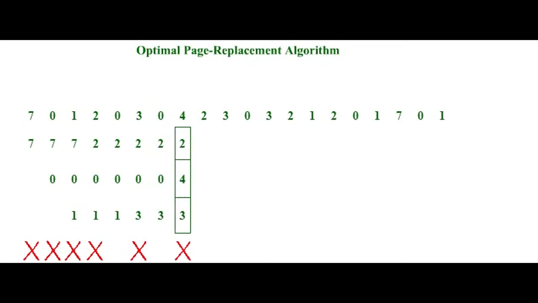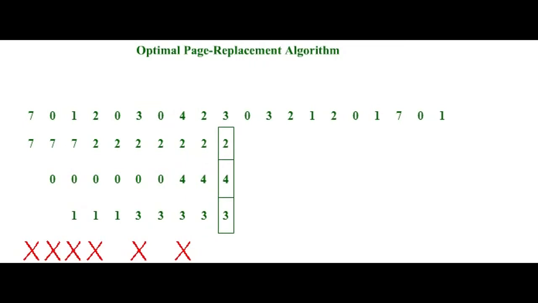Then next 2 will come. It is already present inside the memory, so there is not going to be any page fault. And next 3, the same, it is already present, so no page fault. Then 0 will come. We find that 4 is not referred for the maximum amount of time, so we replace 4.